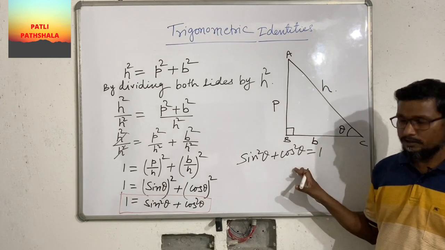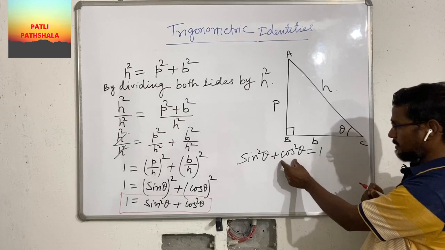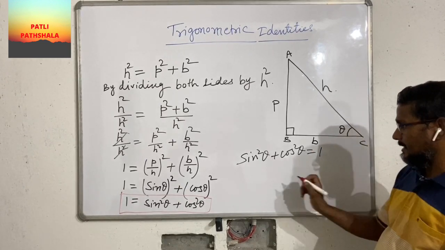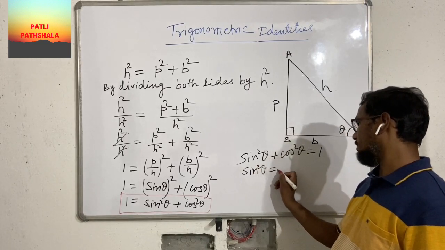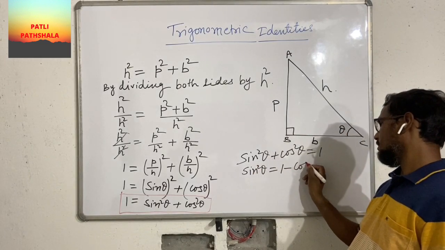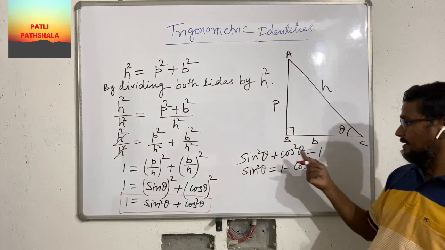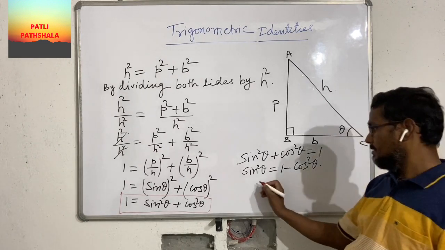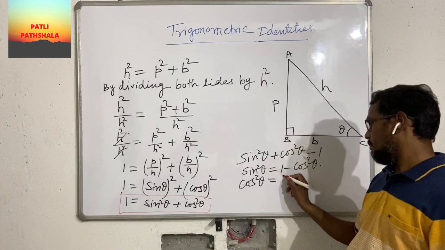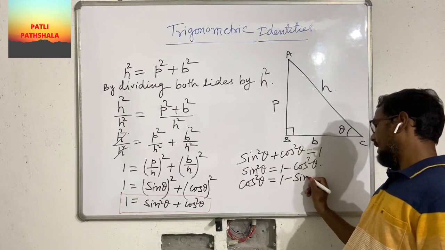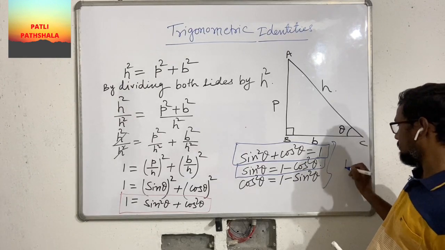So from there we can obtain two more results. If we transfer this cos square theta to the other side, we will get sine square theta is equal to 1 minus cos square theta. If we transfer sine square theta to the other side, we will get cos square theta is equal to 1 minus sine square theta. So these are the first 3 identities.